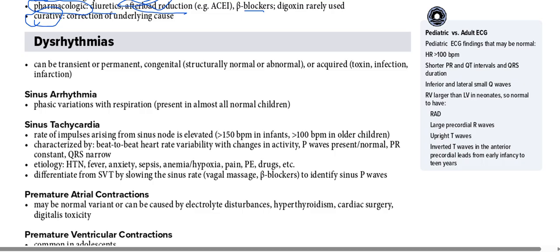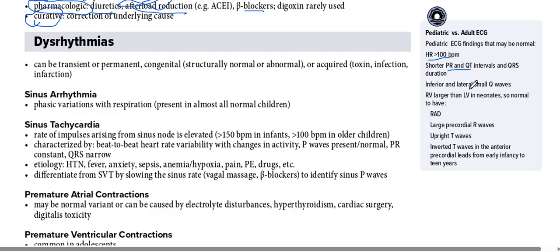Pediatric versus adult ECG. Pediatric ECG findings that may be normal: heart rate more than 100, shorter PR and QT intervals and QRS duration, inferior and lateral small Q waves, and the right ventricle larger than the left ventricle in neonates. ECG changes are different in pediatric versus adult ECG.